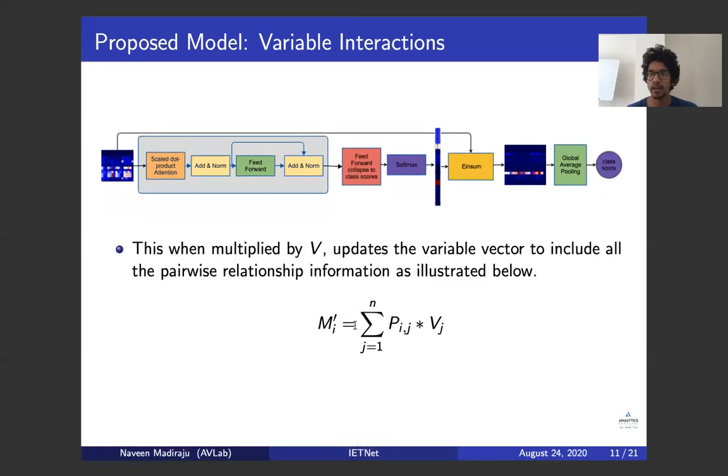After that, to weigh in the other variable interactions, we use the following equation. M prime is the matrix that weighs in the interactions between all of the variables. Here, each variable is represented by Vj, and it's multiplied by the pairwise interactions between all of the variables. So we get the updated variable representation, which includes the interactions between all of the variables. Up to here, we get this M prime.